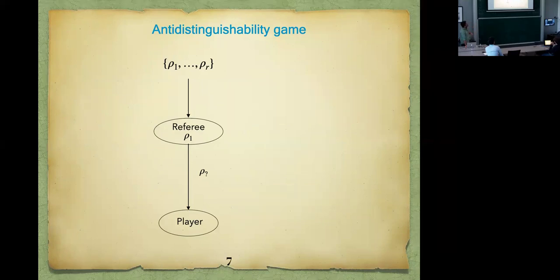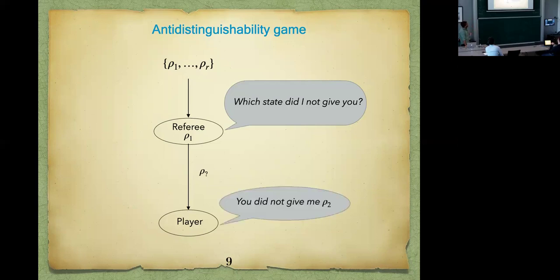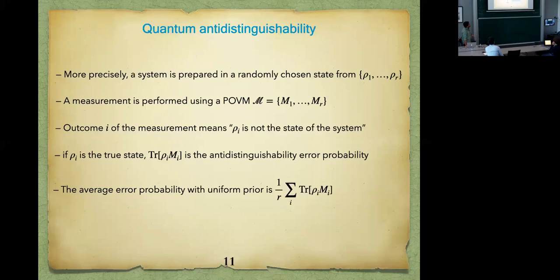Another instance is that the same question is being asked by the referee. Suppose he has ρ1 as the state and gives it to the player. The player can do measurements and answer which state was not given to him. Then in that case, if he answers that you did not give me ρ2, the player wins that round of the game. So it earns a score of one.